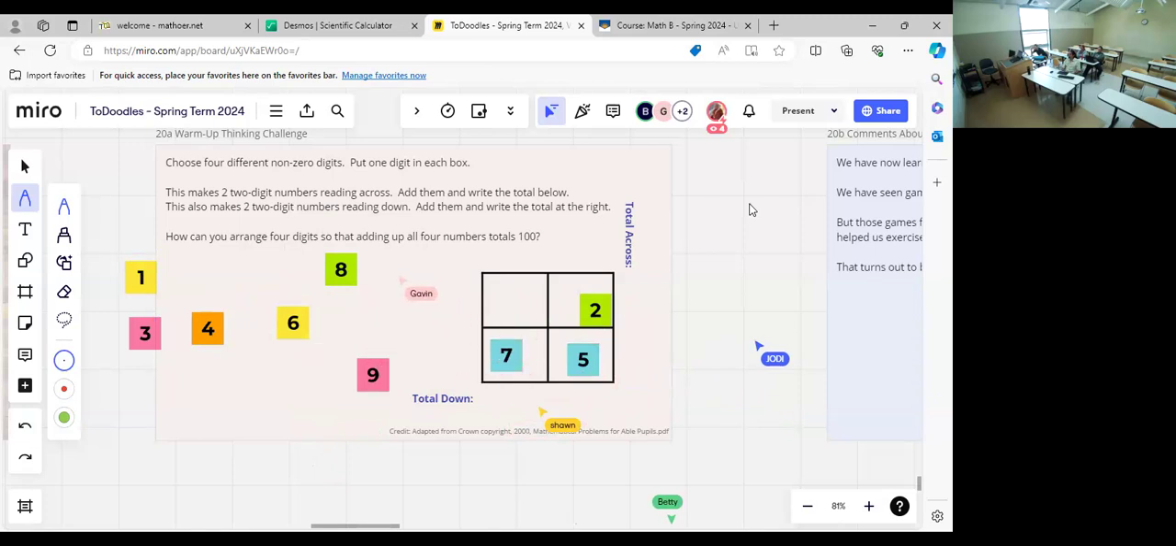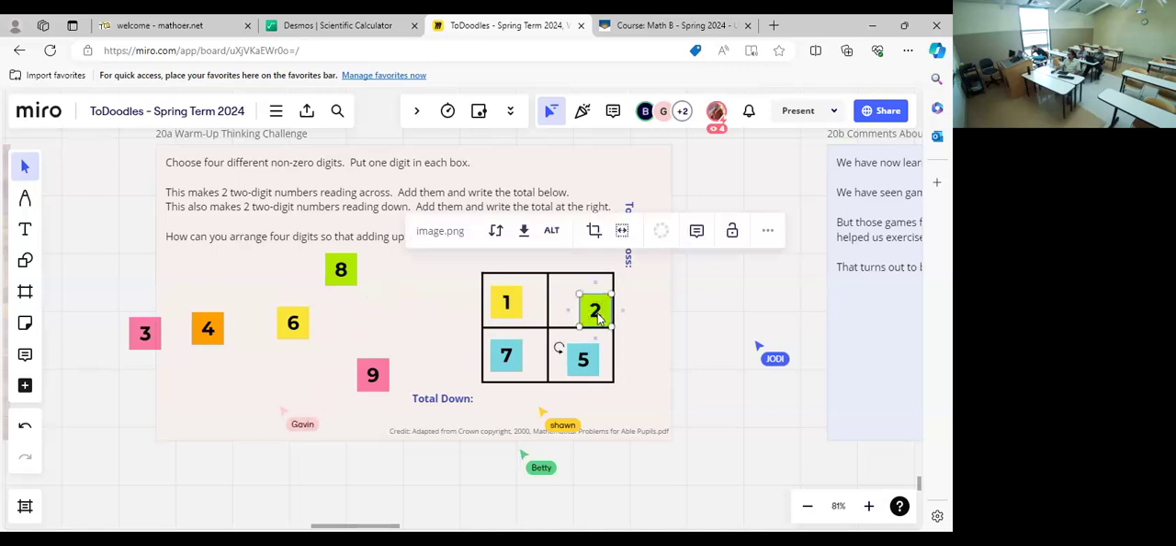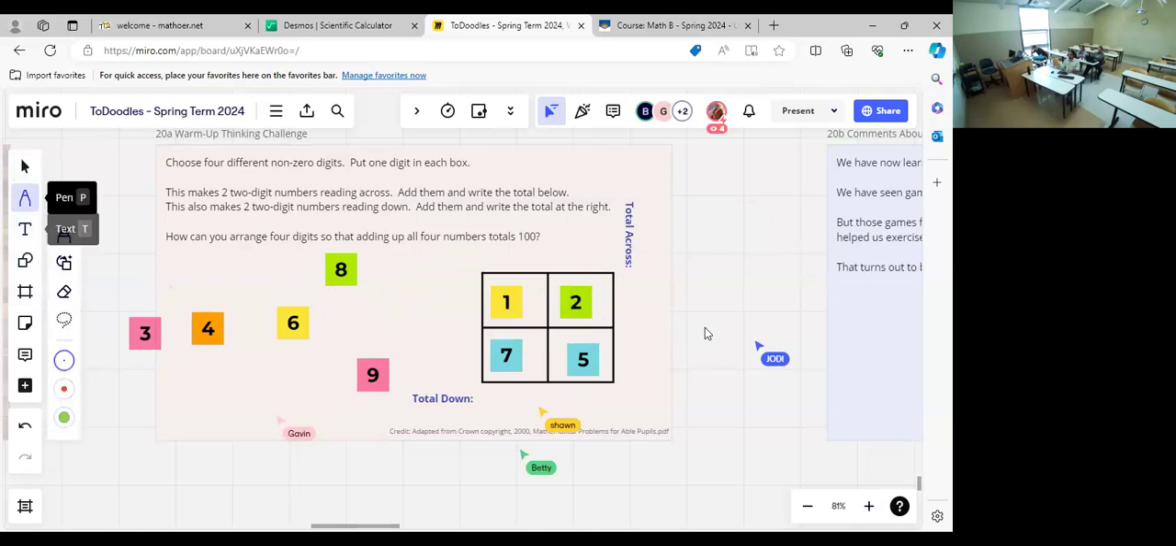Not good. Let's just put in something small. What if we put the 1 in? Is that any good? So let's try this. 12 and 75. So if I add those up, 2 and 5 is 7. 1 and 7 is 8, no carrying there.